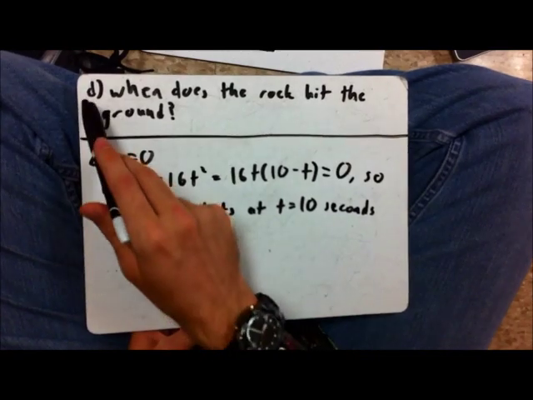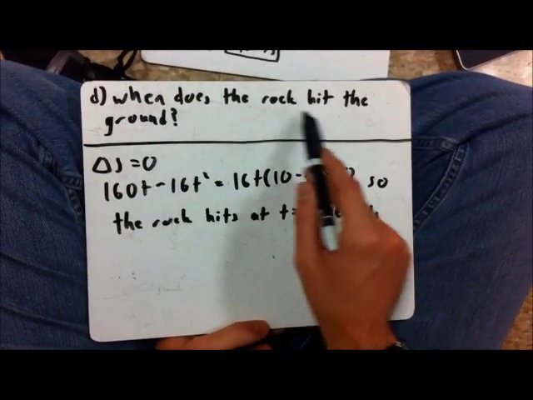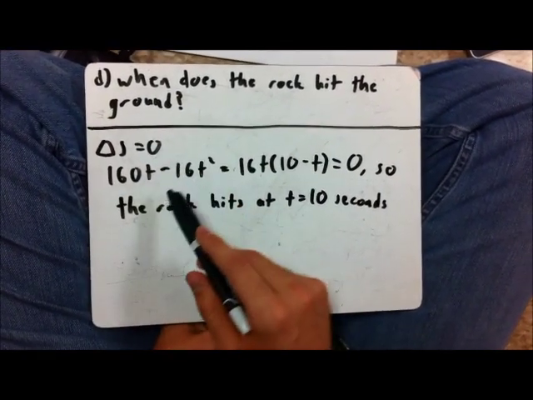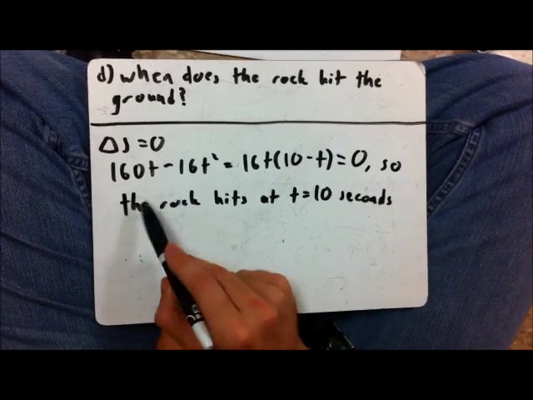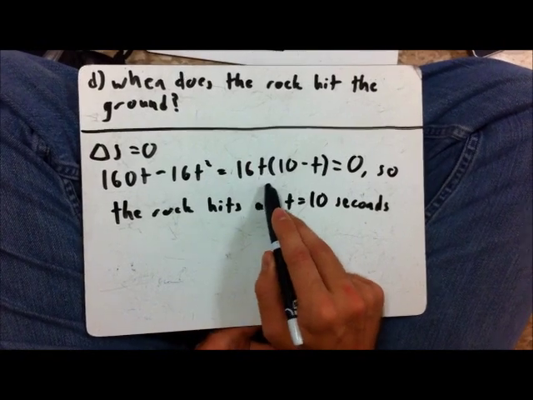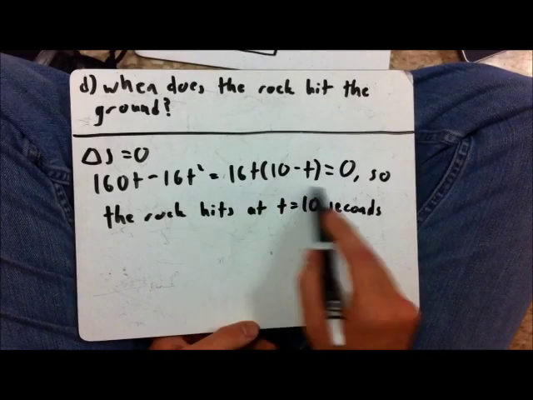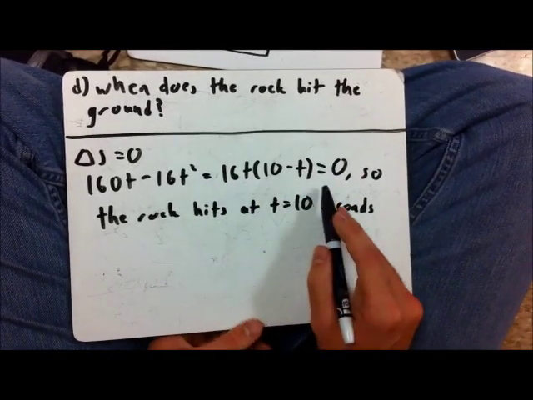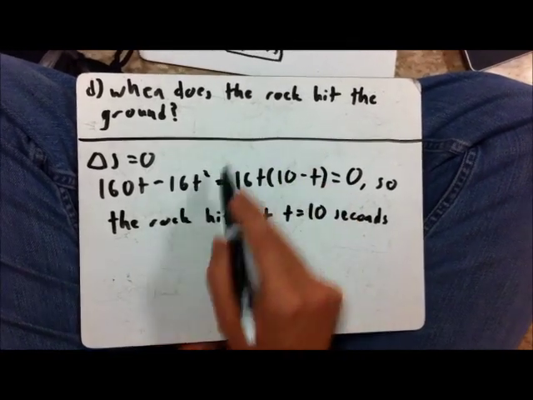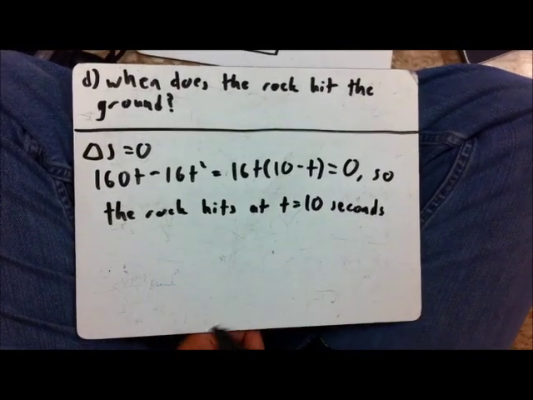Alright, part D, when does the rock hit the ground? Well, you're looking for the displacement of 0 because the height of the ground is 0. So you take 160t minus 16t squared, factor it, and you'll find that 16t times 10 minus t equals 0. Well, when t equals 0, obviously the height equals 0 because you multiply the whole thing by 0. Also, when t equals 10, this becomes 0, so you multiply everything by 0, so it becomes 0. So the rock hits the ground again at t equals 10 seconds.